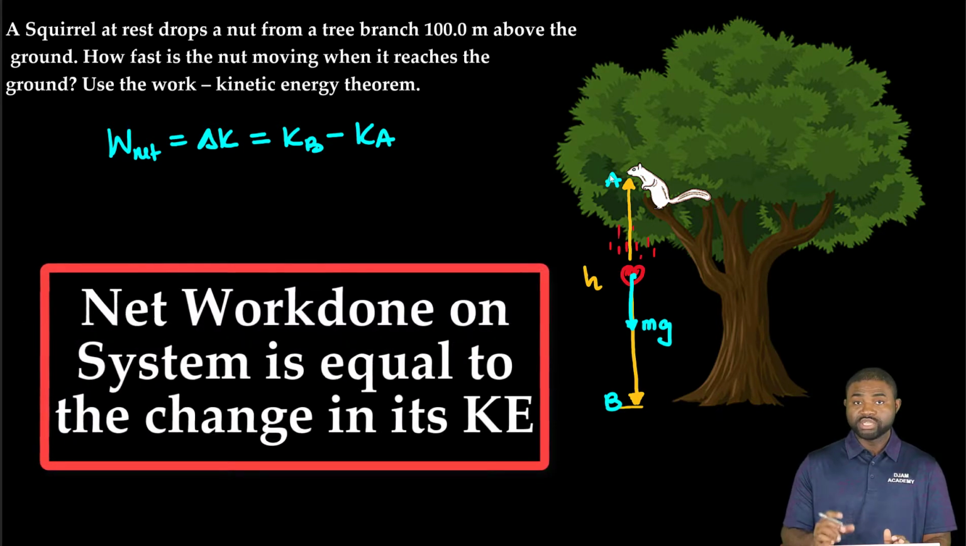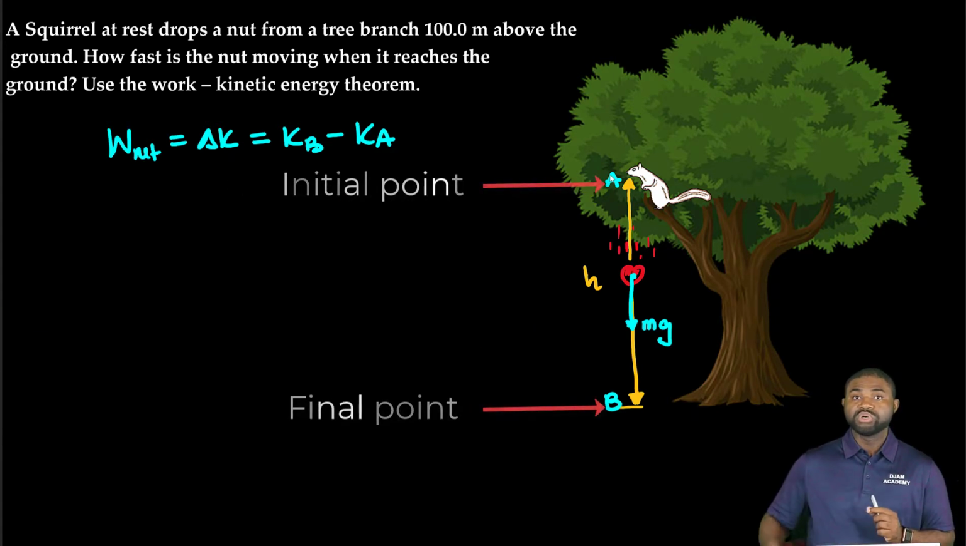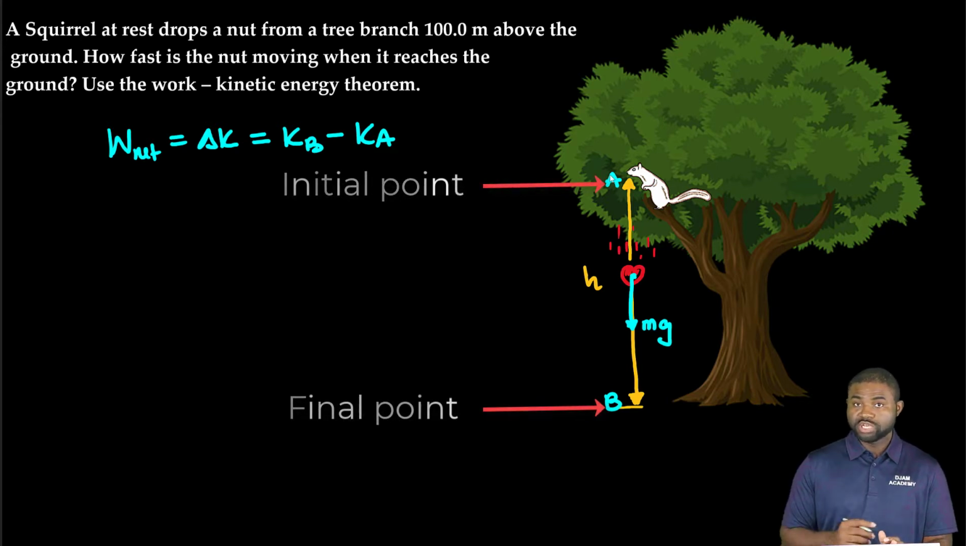Now, the Work Kinetic Energy Theorem basically states that the net work done on an object is equal to the change in the kinetic energy of that object. In order for you to apply the Work Kinetic Energy Theorem, it is essential for you to choose 2 points, the initial and the final point, and the choice is yours. In this particular example, I'm going to choose the point where the nut is dropped by the squirrel, and point B will be the point where the nut is just about to hit the ground, which is the point where we want to calculate the velocity.